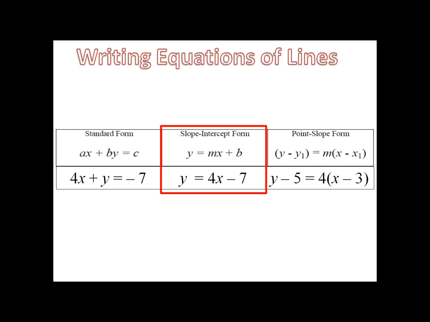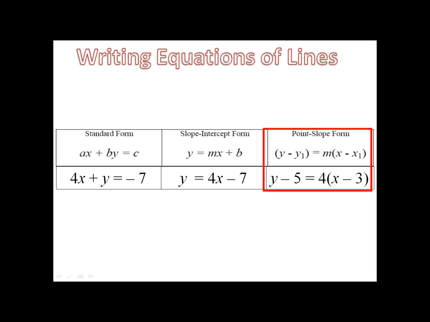The next type is slope-intercept form. This is the form that most folks are familiar with, and it looks like y equals mx plus b. It's called slope-intercept because you can easily tell what the slope and the y-intercept are. For instance, y equals 4x minus 7, you can easily tell that the slope is 4 and the y-intercept is -7.